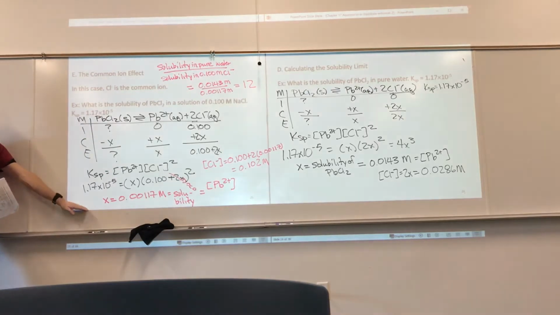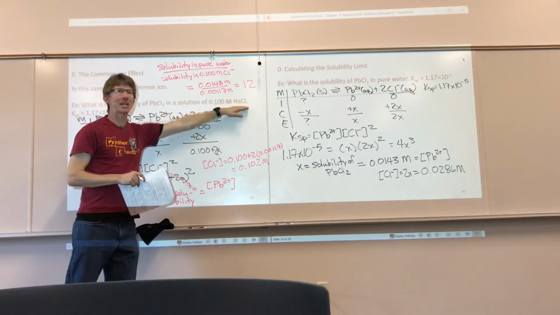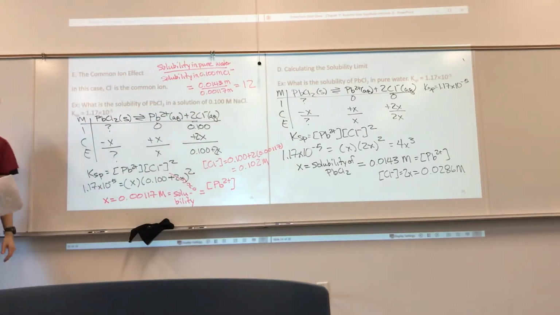Another way of saying that is we have just changed or decreased the solubility by a factor of 12 to get here. And I would say, depending upon the concentration of chloride ions, we can control the concentration, or we can control the solubility.